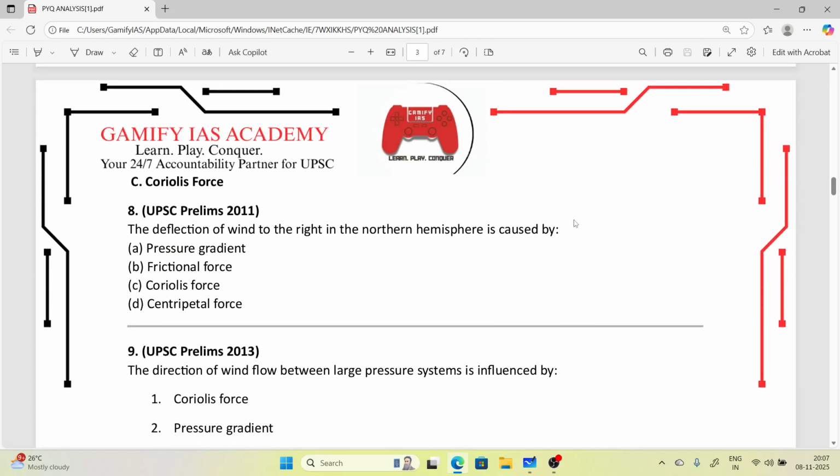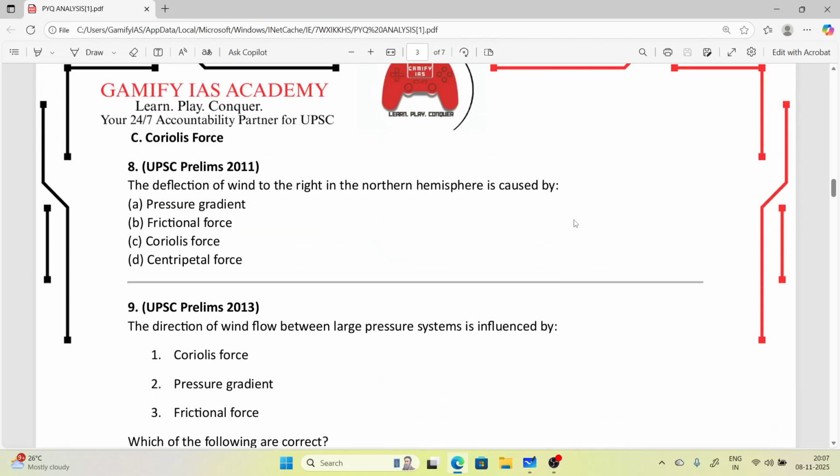Okay, let's go to the next question. This is the final question, guys. No, there is one more question after this. The question is, the deflection of wind to the right in the northern hemisphere is caused by Coriolis force. Let us take this next question and understand this Coriolis force and all.